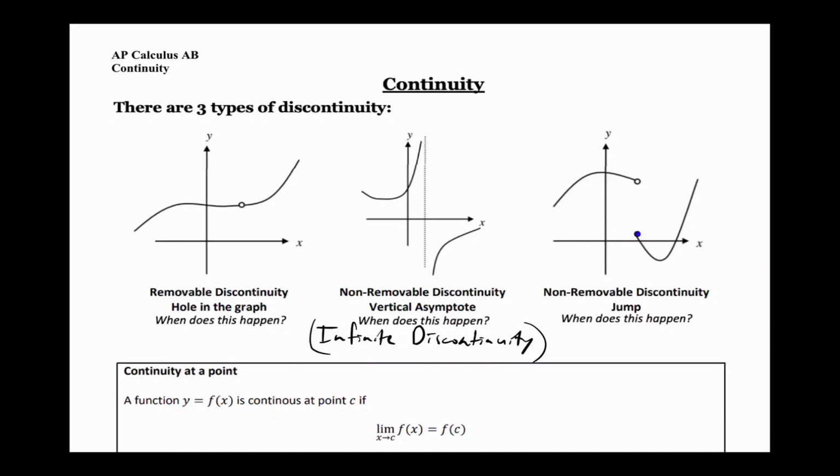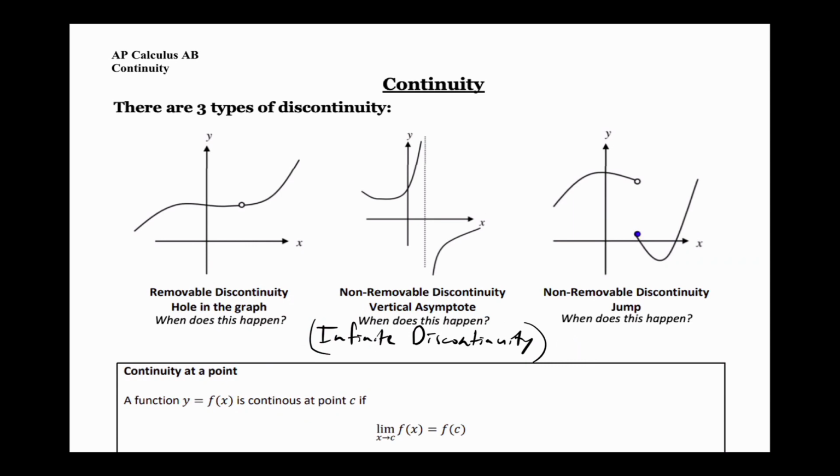Okay. All right, so continuity. We've kind of already talked about continuity. You guys have seen pictures like this before on graphs when we're talking about limits, right? When we're trying to find a limit, we've looked at pictures of graphs like this, right? Well, now we're going to give them names in terms of discontinuity. So there's 3 types of discontinuity.